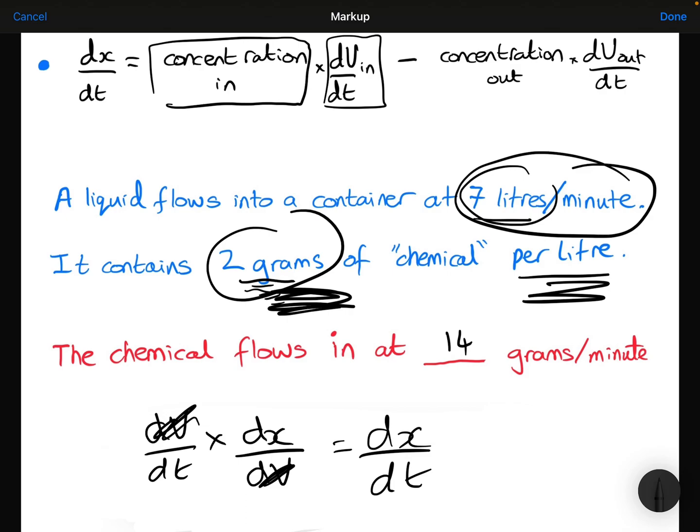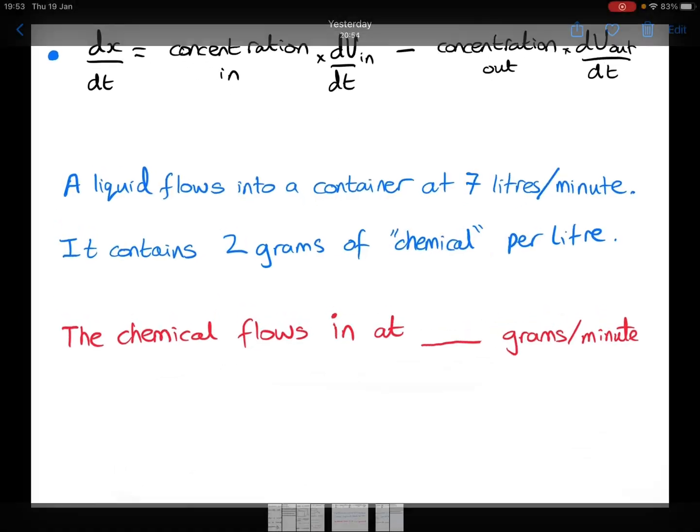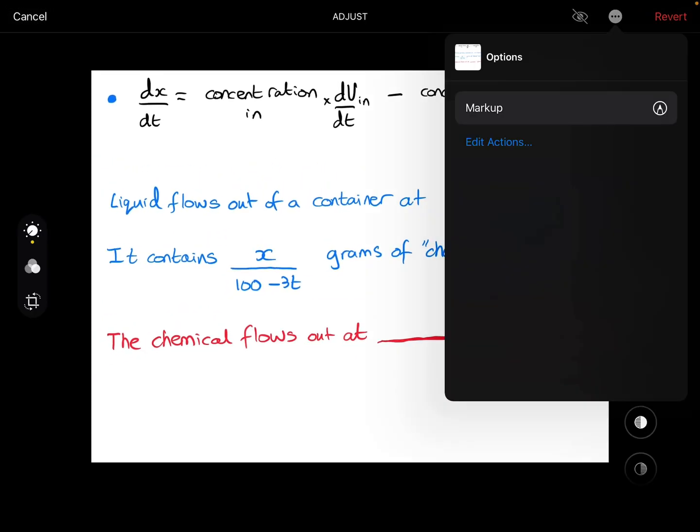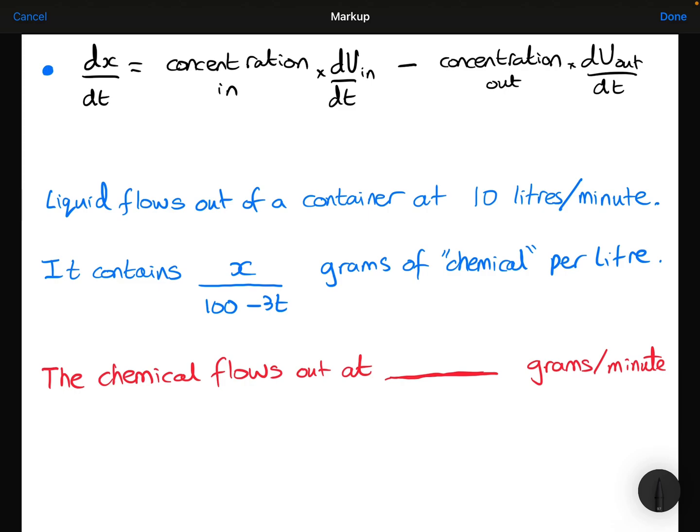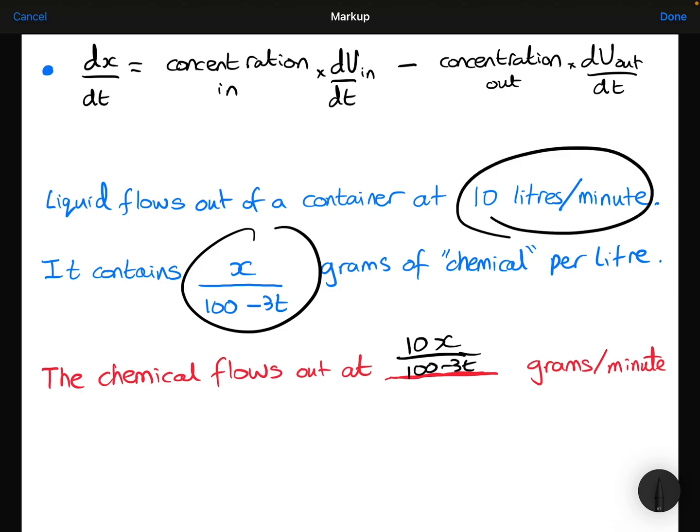We do that for the liquid going in. We're also going to do it for the liquid that is leaking out. So if liquid flows out of a container at 10 litres per minute and it contains x over 100 minus 3t grams of chemical per litre, then the chemical will flow out at 10 times x over 100 minus 3t grams per minute. Again, just multiplying the concentration by the flow rate.